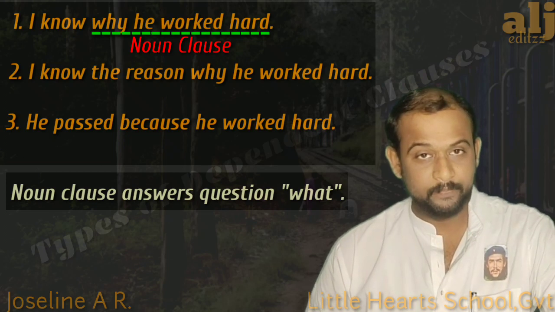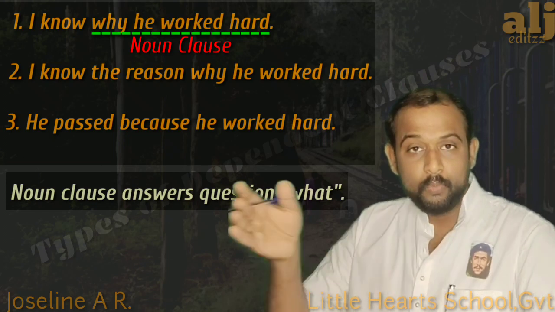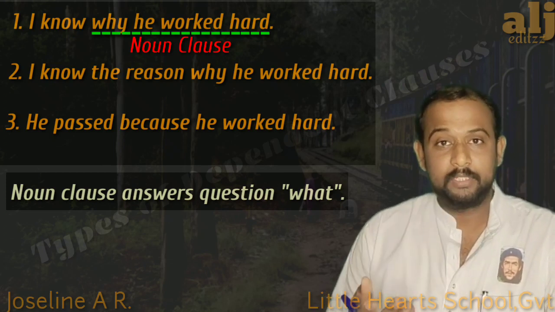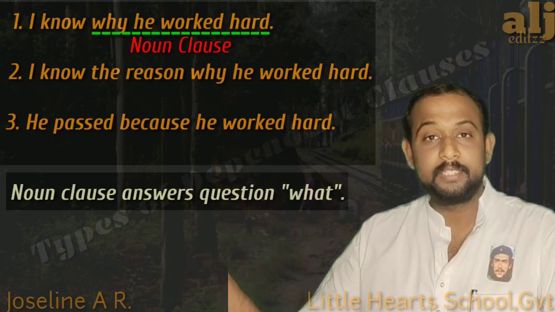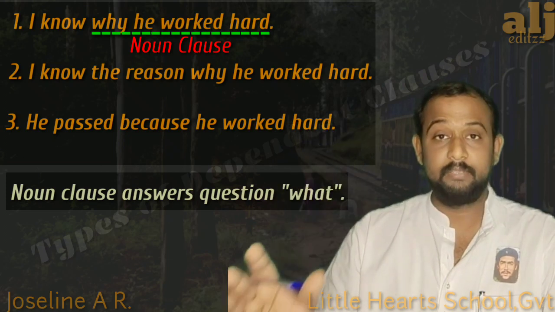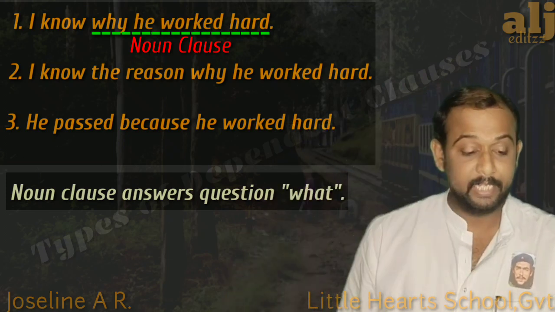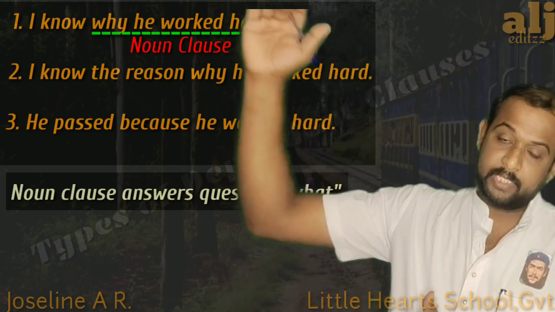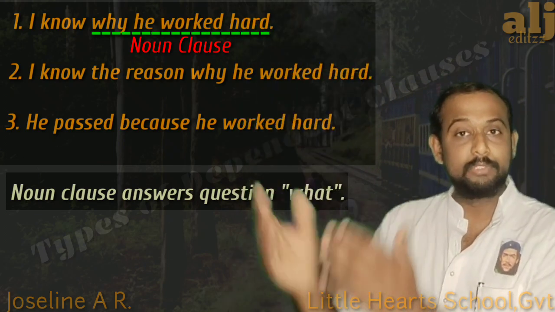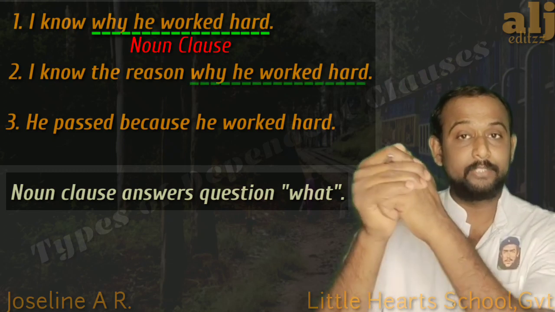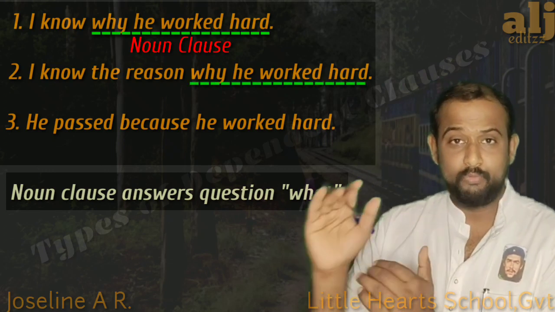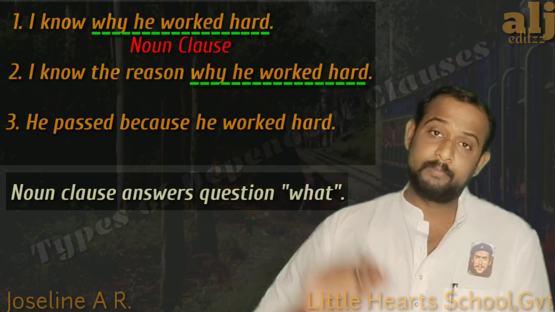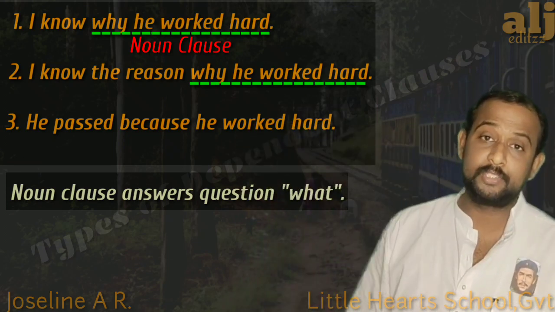Got the point, dear students? I know what? I know why he worked hard. When the question is what, the subordinating clause will be a noun clause. Second one, I know the reason why he worked hard. So in first case also we have why he worked hard, but that is a noun clause, whereas this one is an adjective clause. In both the cases we have the same subordinate clause. But in case 1 it is a noun clause, in case 2 it is an adjective clause.